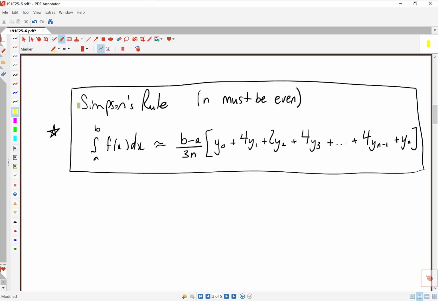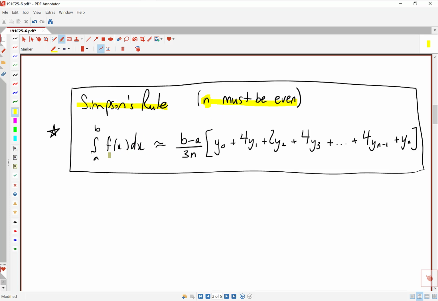So here's the statement of Simpson's rule. You might remember from the trapezoidal rule that n represents the number of intervals that we're going to use along the x-axis. So we'll draw a picture of that in a minute. In order to apply Simpson's rule, n must be an even number. So Simpson's rule only works when n is 2, 4, 6, etc. It does not work when n is odd, and we'll draw a picture just to indicate why that's the case.